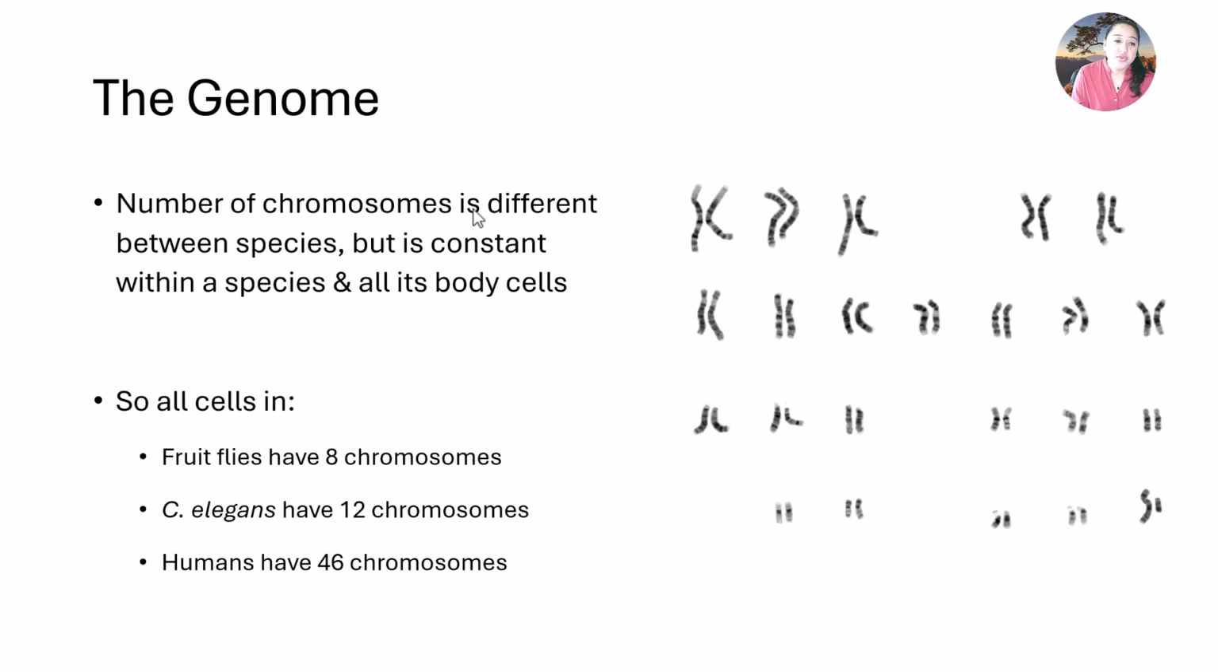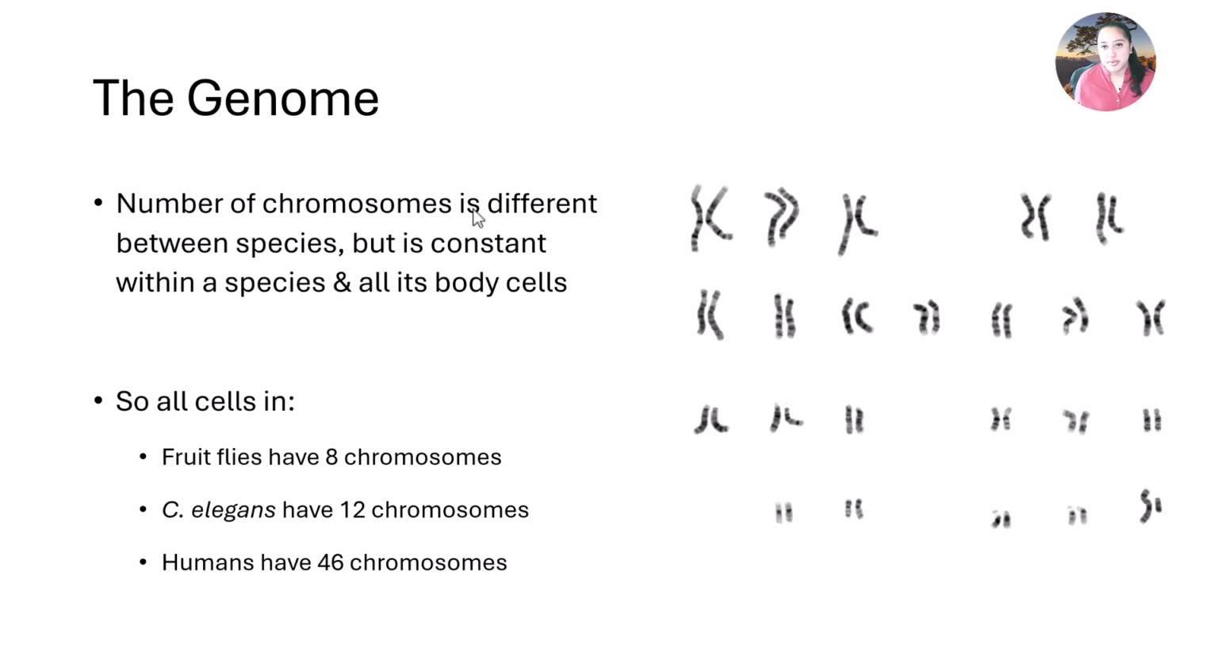And so the number of chromosomes is different between species. Depending on the species, you'll have fewer chromosomes or more chromosomes. For example, fruit flies have 8 chromosomes because they're really small, really tiny. They don't have that much to code for. It would make sense you won't need a whole bunch of genetic information for something so little and simple. But humans have 46 chromosomes.